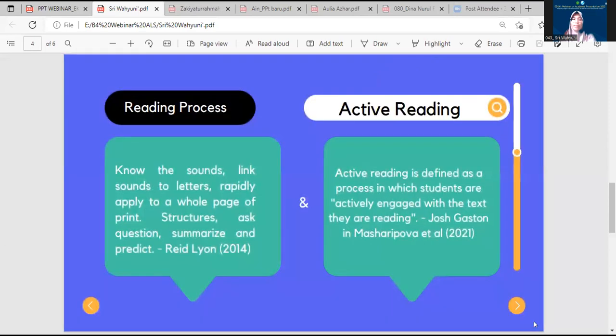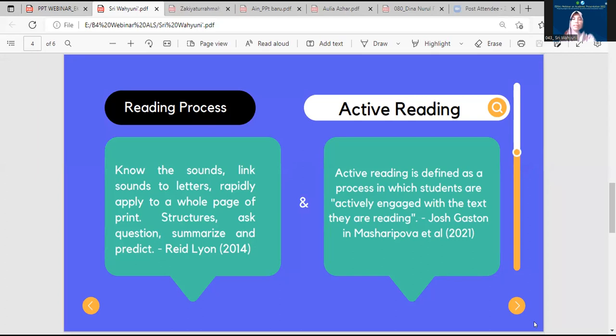Next slide. And then what is the reading process and what is active reading? According to Dr. Reid Lyon, when you look at reading and its complexity, you're looking at the integration of a number of fairly complex cognitive and linguistic skills. You have to know the sounds, link sounds to letters, and rapidly apply that to a whole page of print. And then as we're reading, we have to structure ourselves. We have to ask questions about what we're reading, summarize as we go along, and also predict what's coming next.